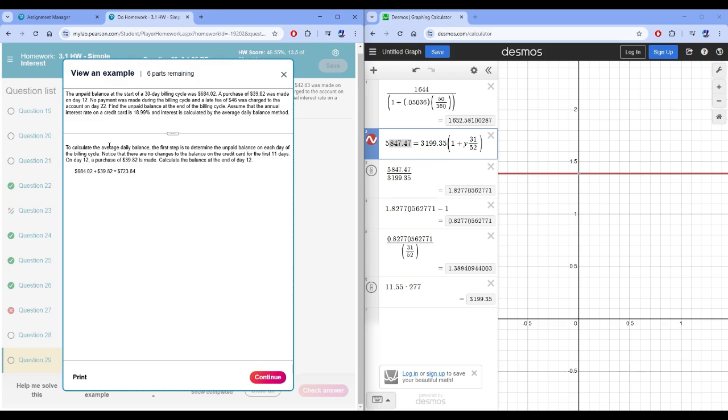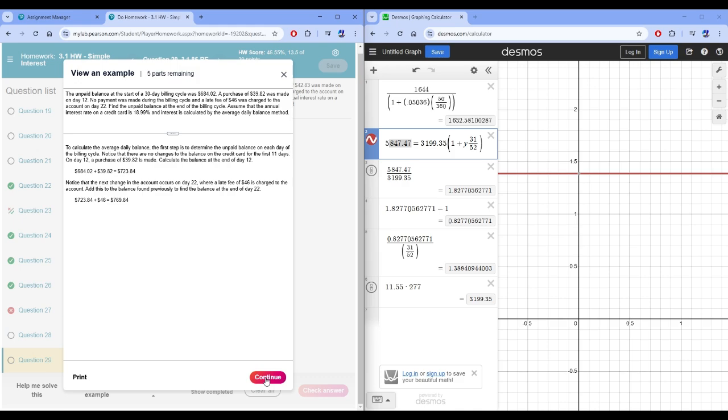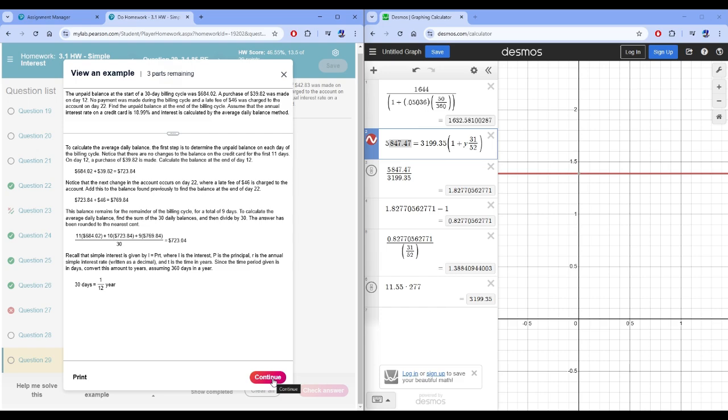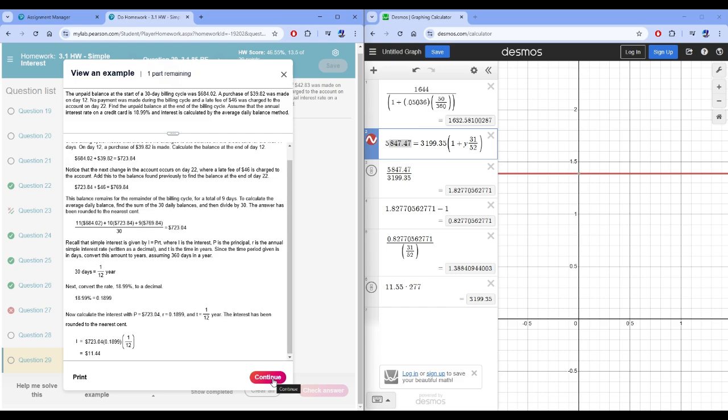Okay, so first we got to calculate the average daily balance. The first step is determine the unpaid balance at each billing cycle. So on day 12, a purchase of that was made. Calculate the balance at the end of the day. Notice at the end of that, and it tells you what to do. You add that fee. Then you got to multiply each one times that. Boom. You get to recall the interest rate, convert that into a decimal. Ladies and gentlemen, just follow it.